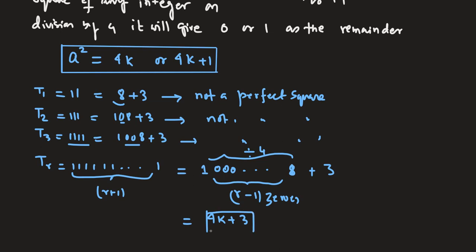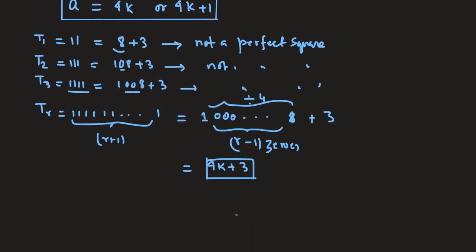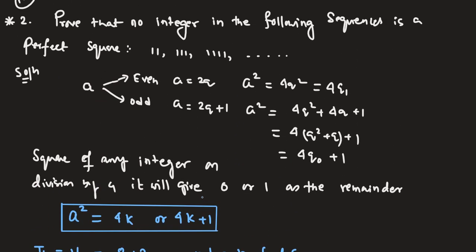Since on division by 4 we are not getting 0 or 1, we say that t r is not a perfect square. So therefore t r is not a perfect square, hence proved, for all r. I hope all of you understand this concept. This is question number 2.